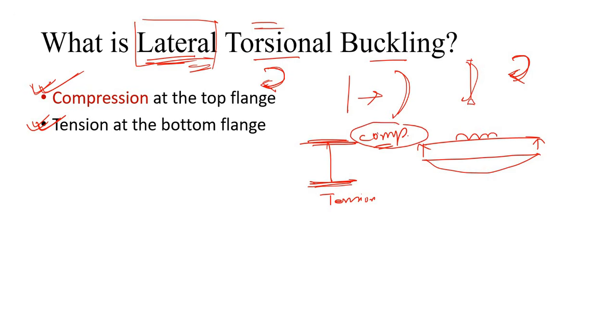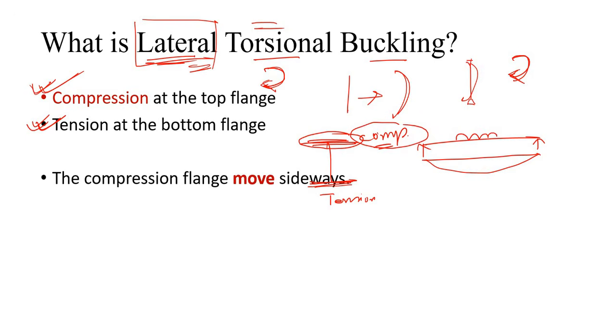Compression at the top flange. So what will happen if the top flange of any plate girder or I section or H section or W section, whatever may be the name, doesn't matter. So what will happen if it is under compressive force? Yes, if something is under compressive force, then it will buckle. But here the compression flange will move sideways. Well, there are a lot of questions here. Why does the compression flange buckle? Why does it move sideways? And once it moves sideways, the shape becomes like this, right?